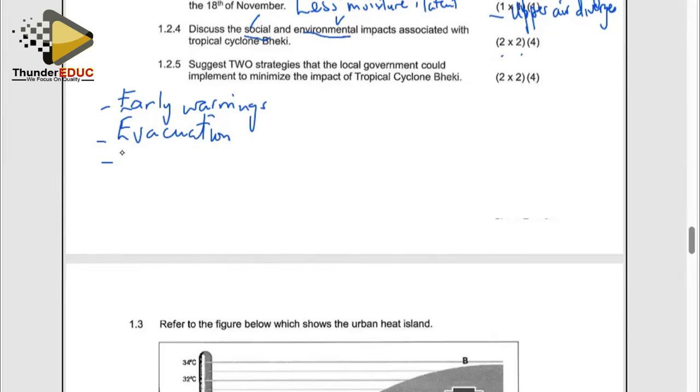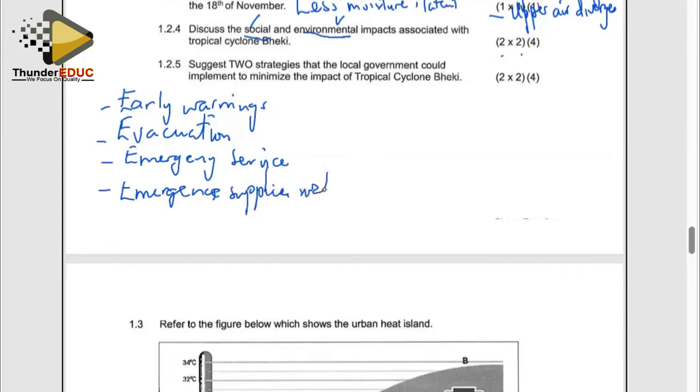And also you must have aspects like emergency services in place. For example, ambulances must always be in place so that you can assist people who are affected. And also you can talk of emergency supplies. Supplies, for example, of water, or food, must be put in place.